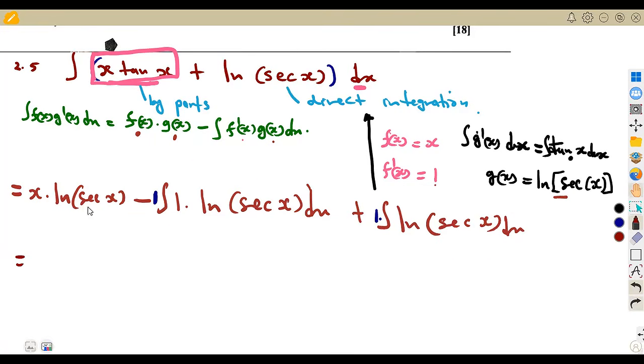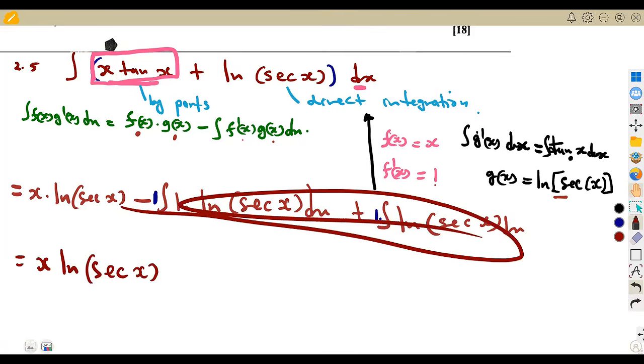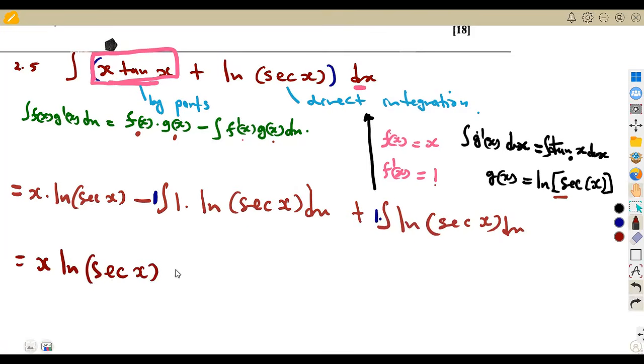So meaning to say, we are going to remain with the x ln sec x. This is the only part that is going to remain here. Whatever you're going to do, even if you were to integrate, it was going to cancel. So that is plus the constant of integration.